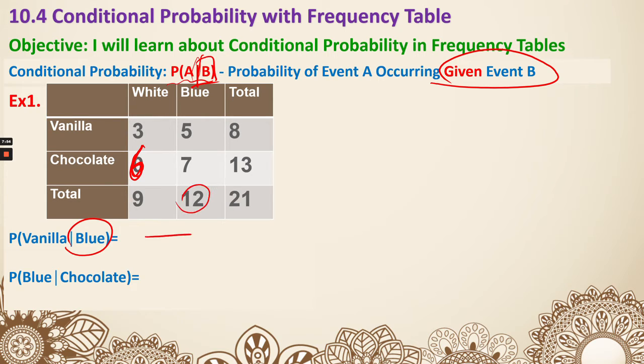Blue is 12. So 12. Under blue, how many vanilla do we have? We actually have 5. So it's going to be 5 out of 12. For the second one, the condition is the chocolate. So we're going to look for the chocolate. It's going to be 13. And out of these 13, 7 of them are blue. So 7 out of 13.